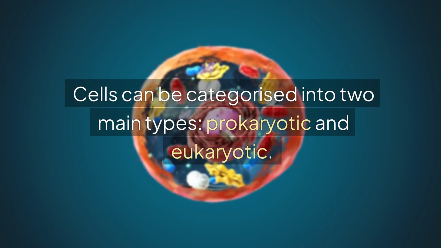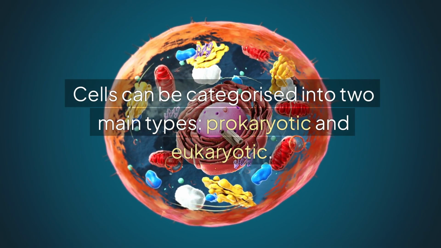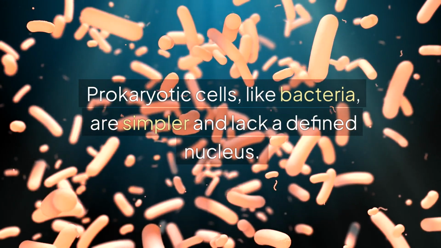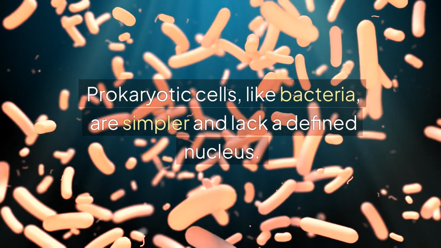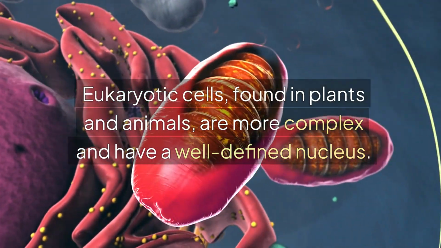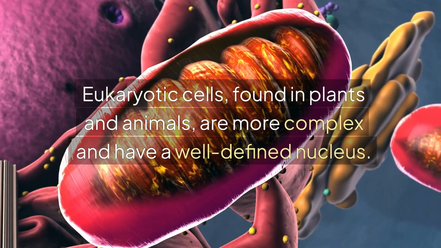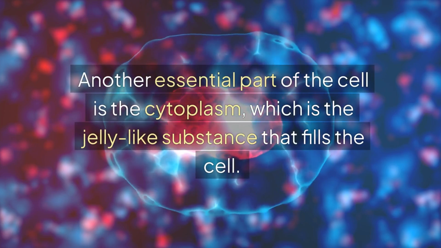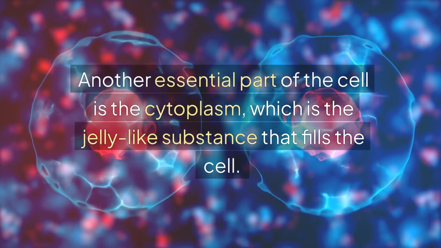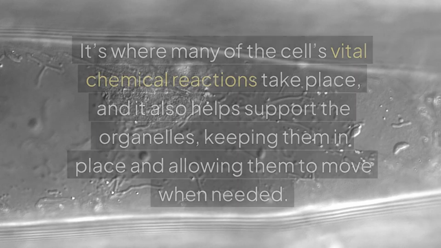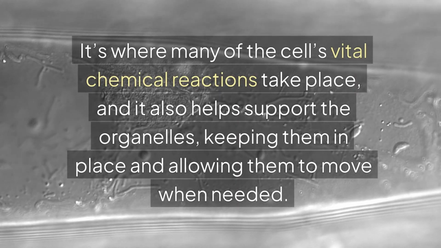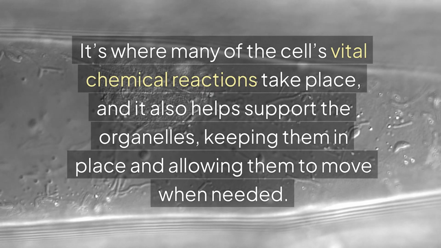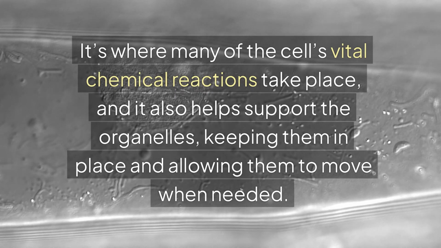Cells can be categorized into two main types, prokaryotic and eukaryotic. Prokaryotic cells, like bacteria, are simpler and lack a defined nucleus. Eukaryotic cells found in plants and animals are more complex and have a well-defined nucleus. Another essential part of the cell is the cytoplasm, which is the jelly-like substance that fills the cell. It's where many of the cell's vital chemical reactions take place, and it also helps support the organelles, keeping them in place and allowing them to move when needed.